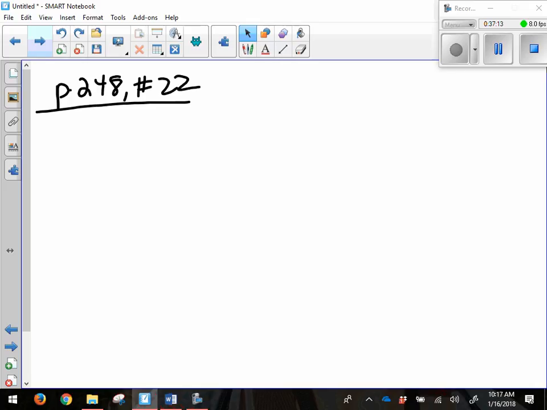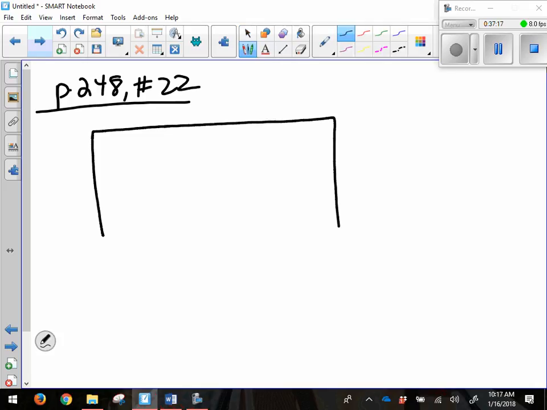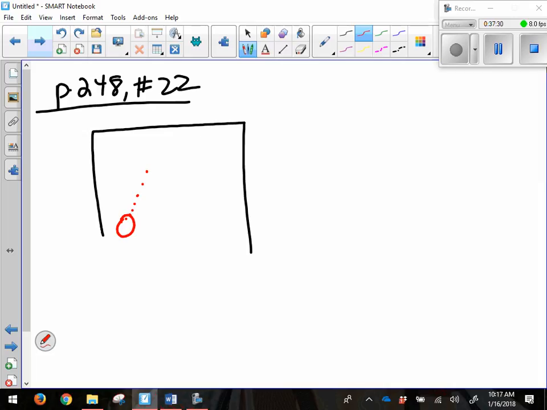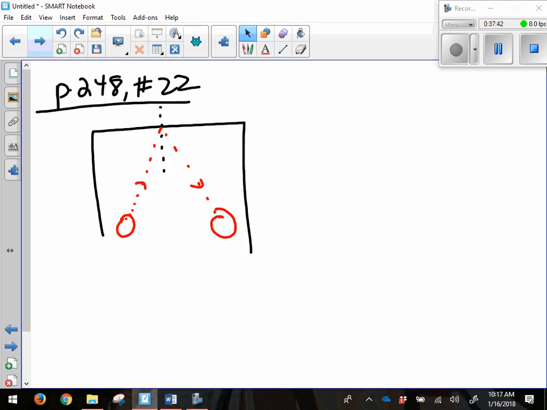Okay. Correct. I was waiting for that part. All right. So, in fact, I don't really think it needs to be quite that big. So here's my ball. It's going to move in that way. Bounce off the wall. And come back off. Right?